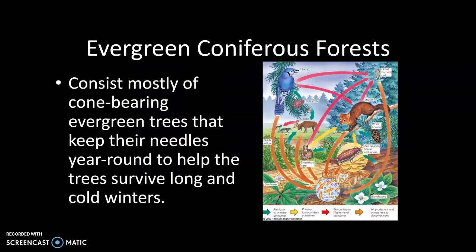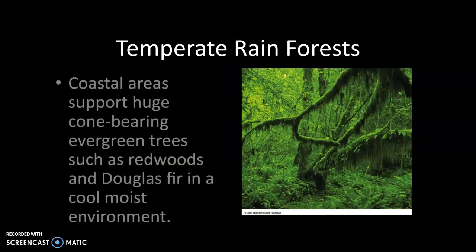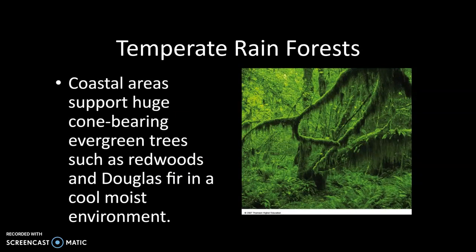Here you have your evergreen forest, and it shows the difference. You have a lot more of the needled evergreen type trees, cone bearing. Here's our temperate rainforest, and you can see that these typically get quite a lot of rain. We have one here in the United States, a temperate rainforest, which would be coastal Washington, and then it actually goes up through Canada into Alaska. So parts of Alaska have temperate rainforests all the way up there.